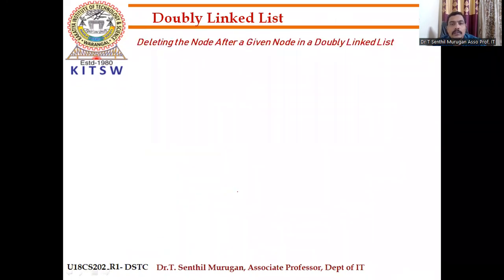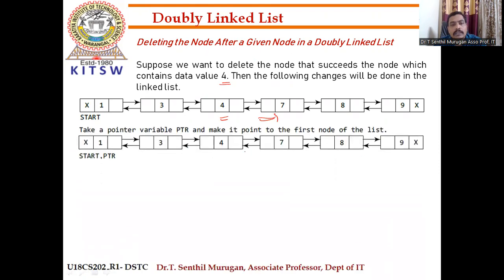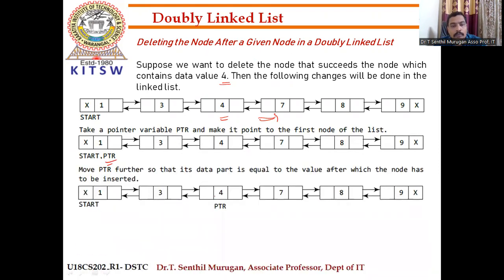So now delete after a given node. If the value is 4, after the given node, this node is there, and after that node 7 will be there. So we can remove this 7. How can we remove the 7? PTR will move up to 4. After moving there, what will we do? Whatever address is there, we will keep it here.